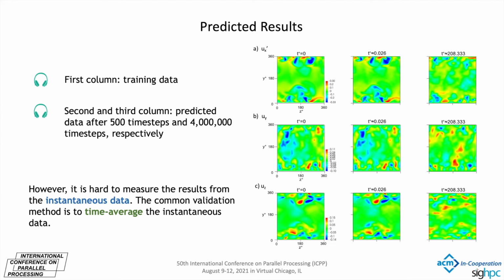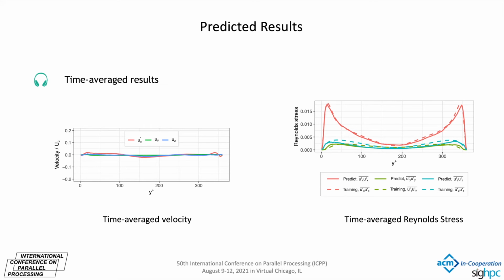But it is hard to measure if the result is correct or not only by this instantaneous data. So the common way to validate the result is to time average the instantaneous data. So we time average the velocity and radial stress. The time average velocity is very close to 0, which makes sense, and the time average radial stress is approaching the training data.